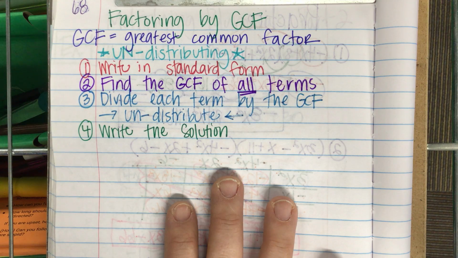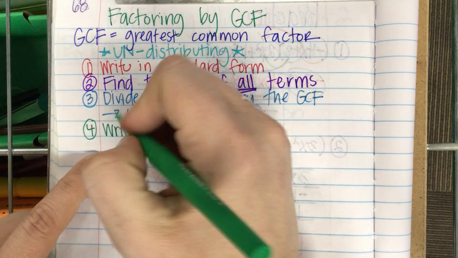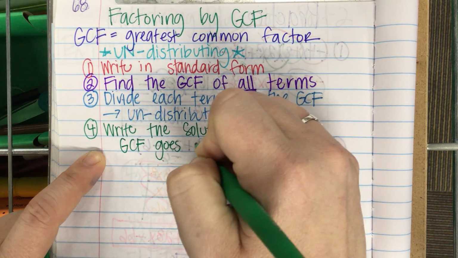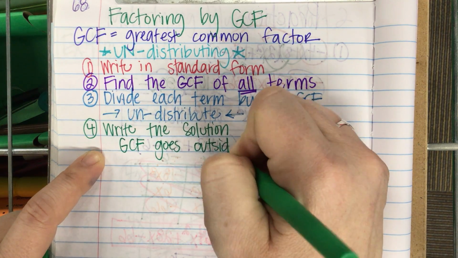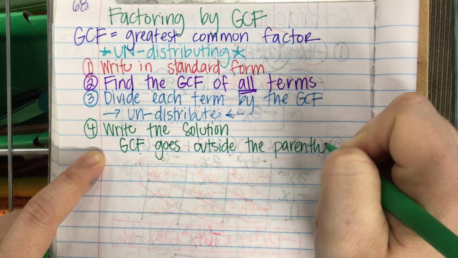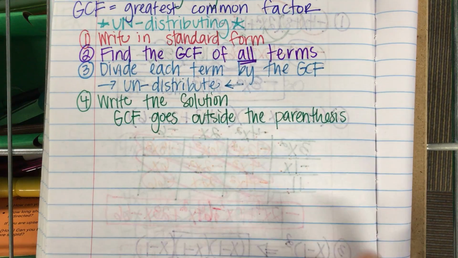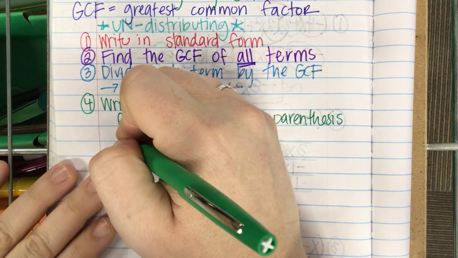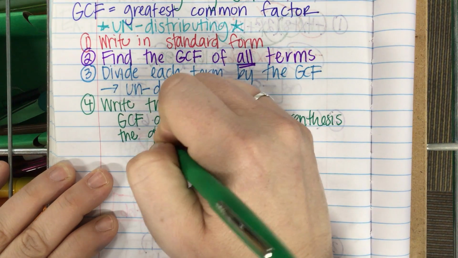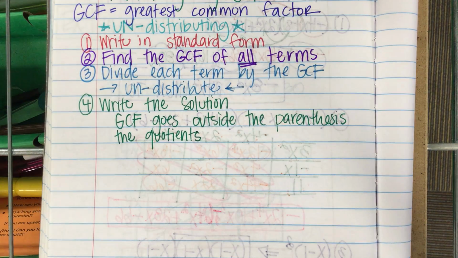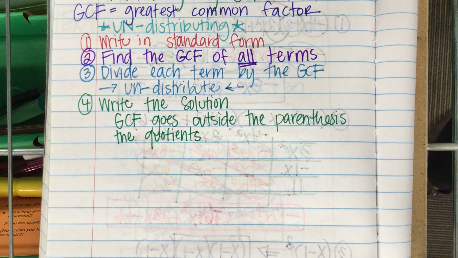So writing the solution, the GCF goes outside the parentheses. The quotients, what are quotients? What does quotient mean?